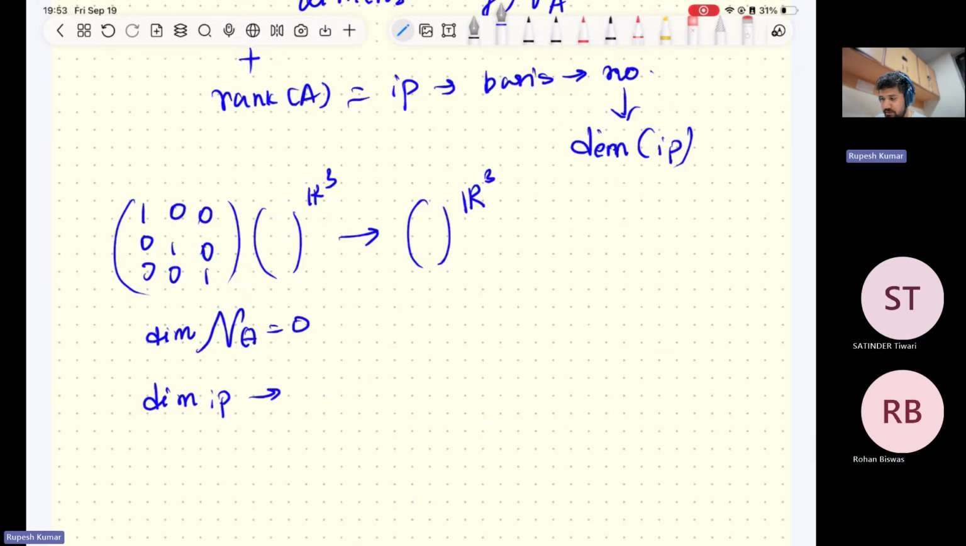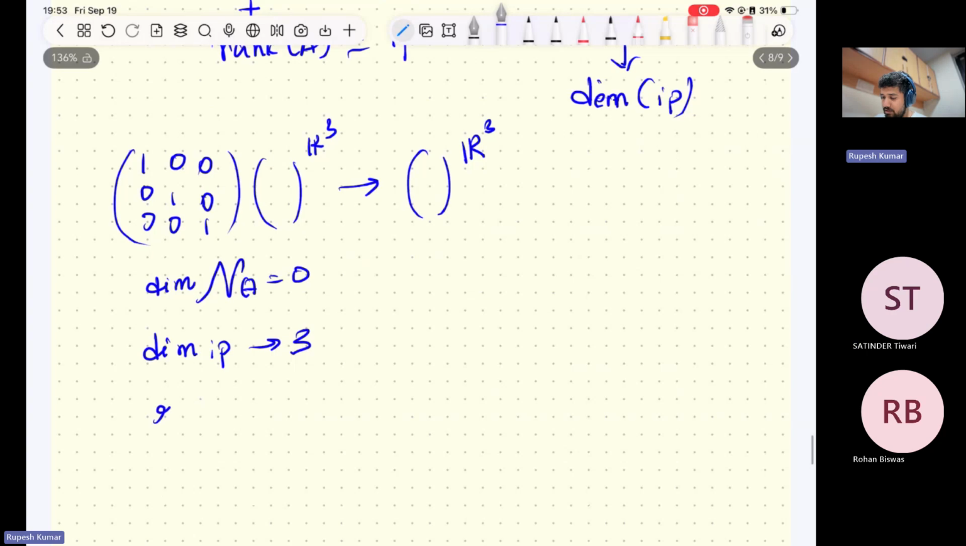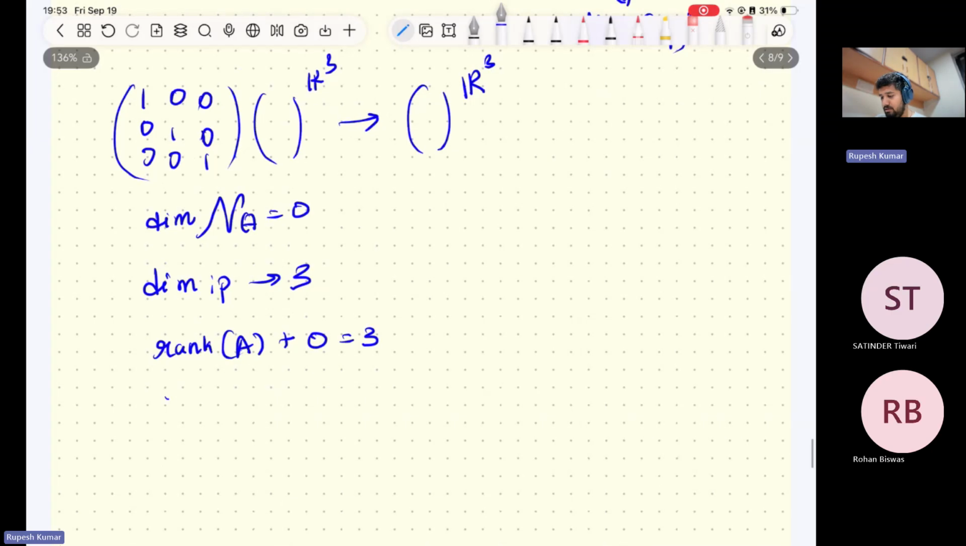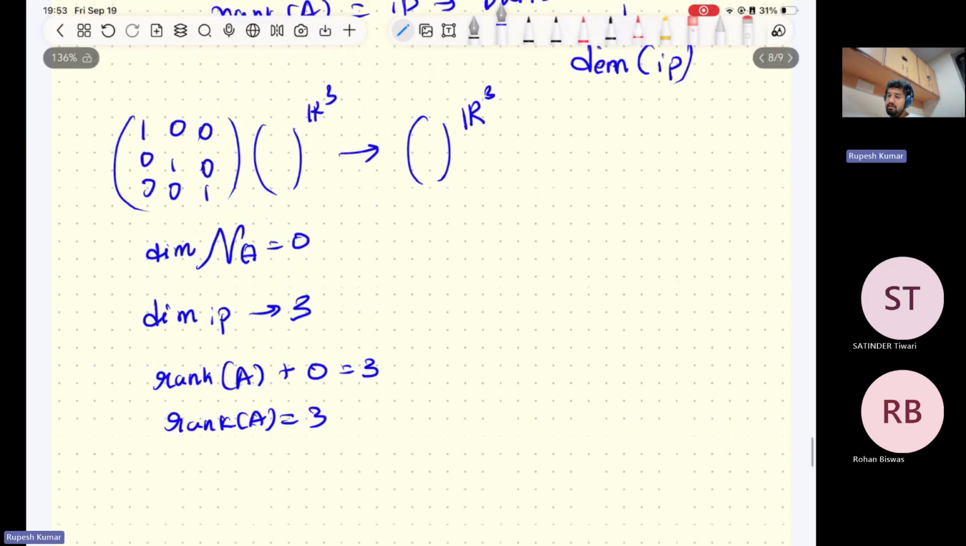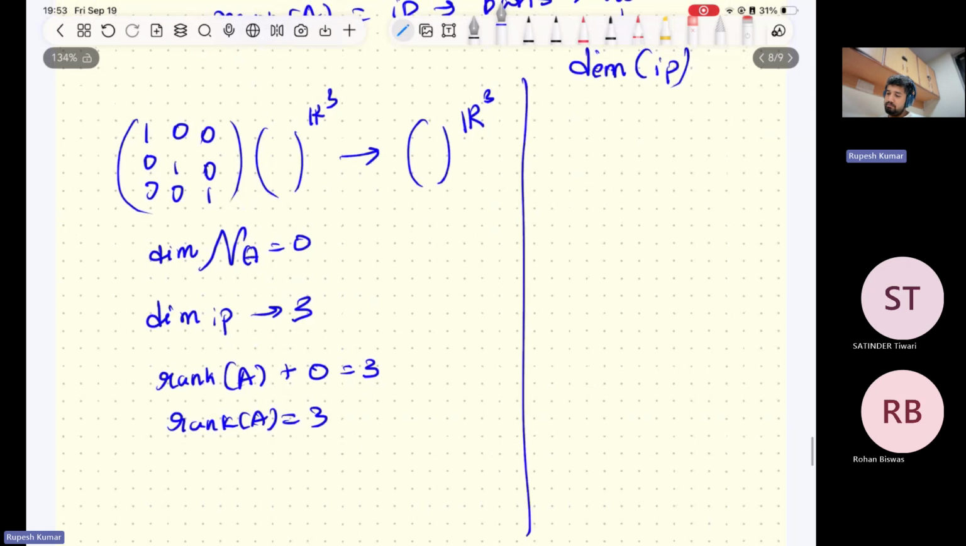Three. So the statement says rank of A plus 0 equals 3. This says rank of A equals 3. Now let's take another example.